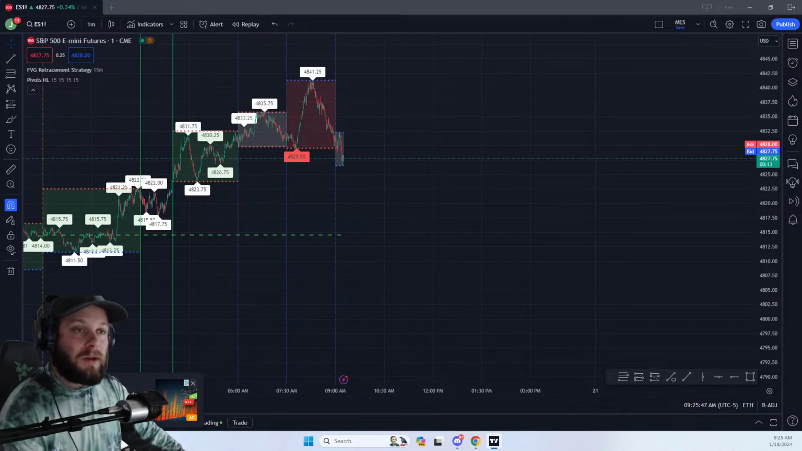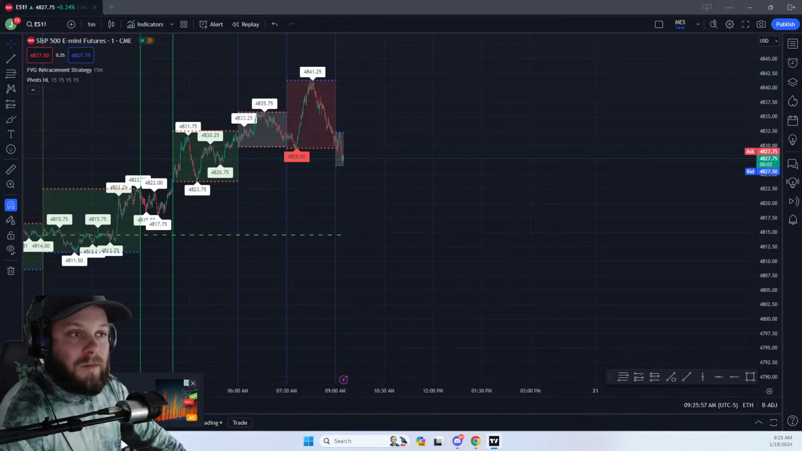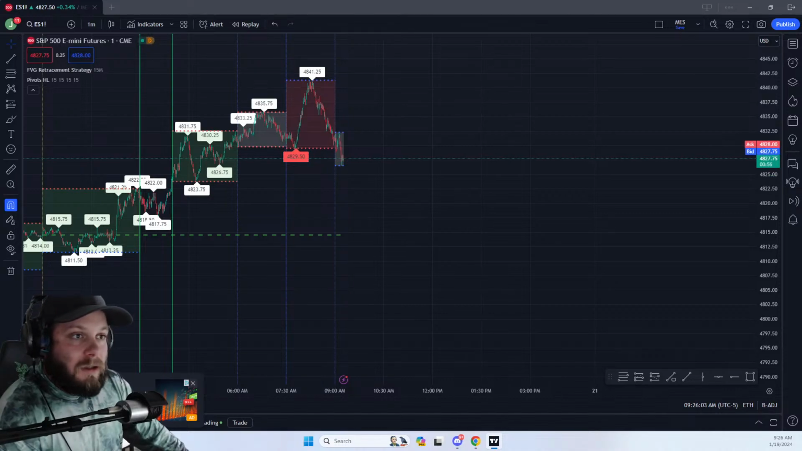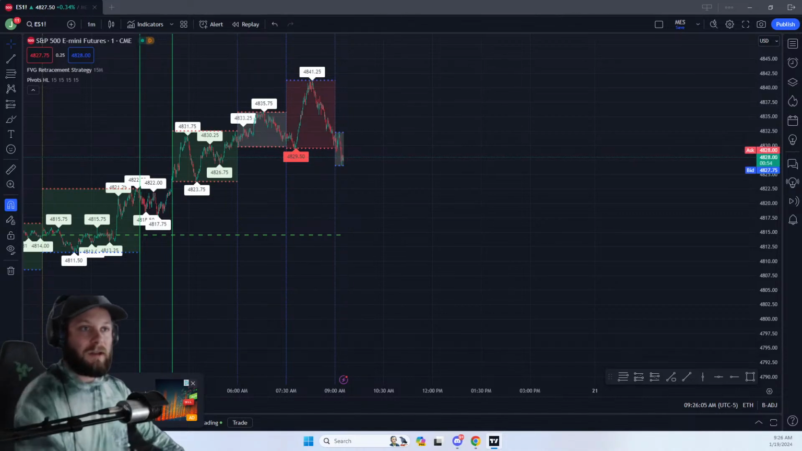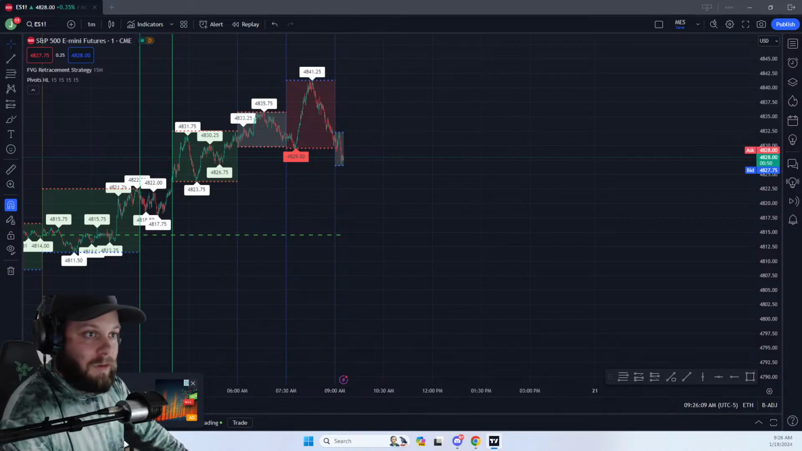So 1, 2, bearish, bullish, bearish, bullish, bearish. Neutrals. All right, so, and then this one is not greater than or equal to. It's just if bullish is greater than or equal to bearish.